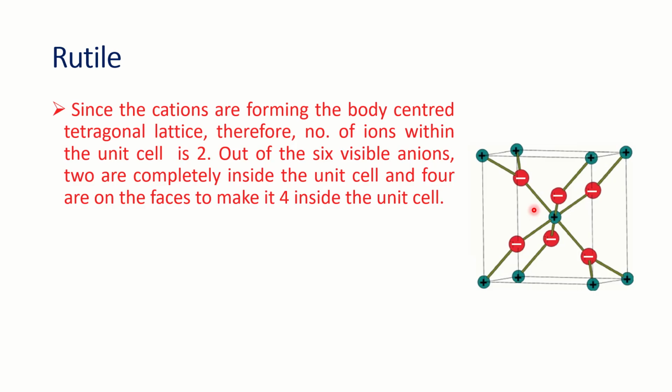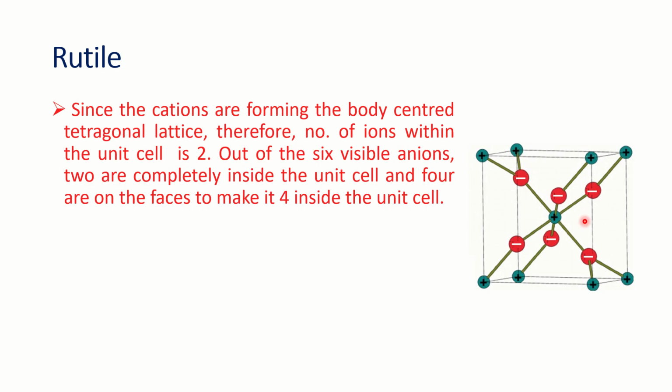Since the cations are forming the body-centered tetragonal lattice, the number of ions within the unit cell is 2. How is it 2? Look, here all the vertices are occupied by the cation. Since 1/8 of each lattice point is inside the unit cell, which is tetragonal in nature, and 7/8 part is outside, this type of arrangement has 8 ions. So 8 into 1/8 equals 1. And this one is within the body center, so its contribution is completely 1. So 1 plus 1 equals 2. So 2 titanium are inside.